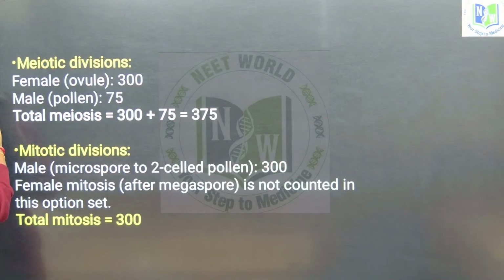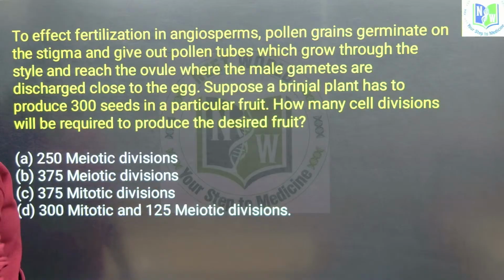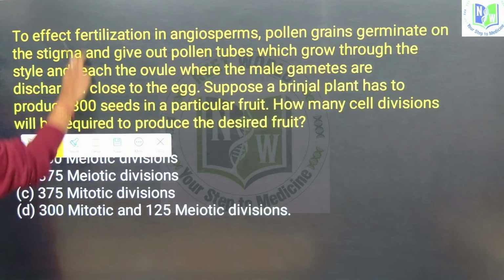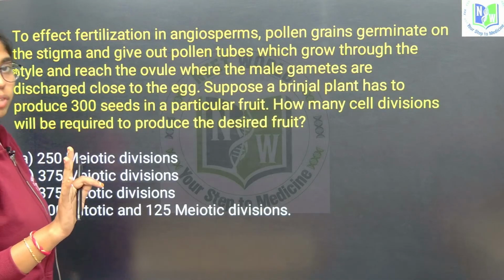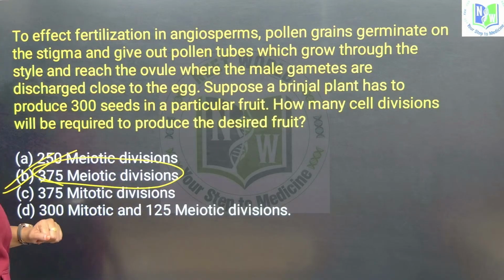So here, what option do we have to choose? On total, 375 meiotic divisions. Which option is correct here? Just a second. So here, on total, how many? 375 meiotic divisions. This answer will be right: 300 for ovule formation and 300 by 4, 75 meiotic divisions for pollen grain formation. On total it is 375 meiotic divisions which are taking place.